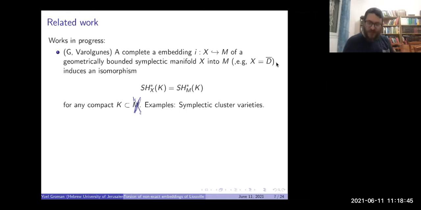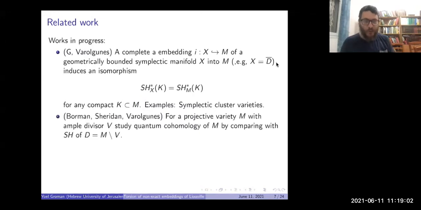These are certain symplectic manifolds which admit lots of complete embeddings, such as complete embeddings of the cotangent of a torus, complete embeddings of nodal singularities, and so on. So that's one work, but today's talk will be about a different direction. Then there's another work which is going on, which I'm aware of.